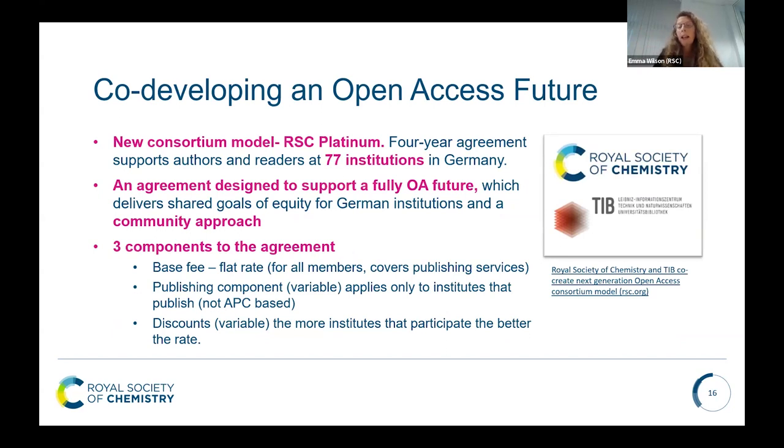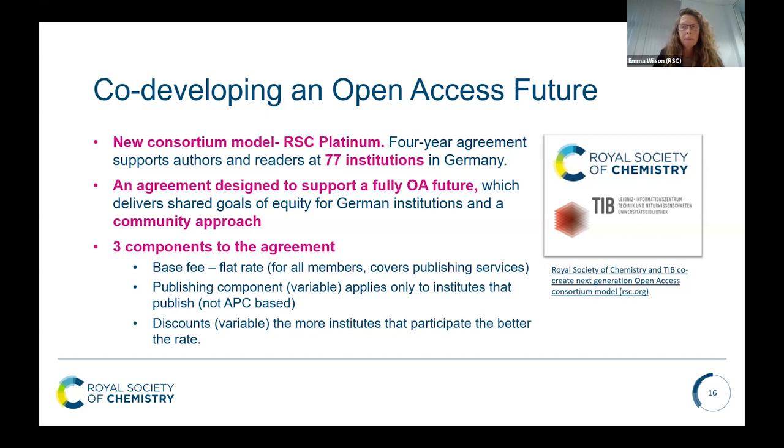It's quite a new way of looking at institutional models, and it has a community action approach as part of it. There are three components to the agreement: a base fee, which is a membership fee that all members of the consortia pay, and this covers publishing services. There is a publishing component that is variable, and this applies only to institutes that publish.